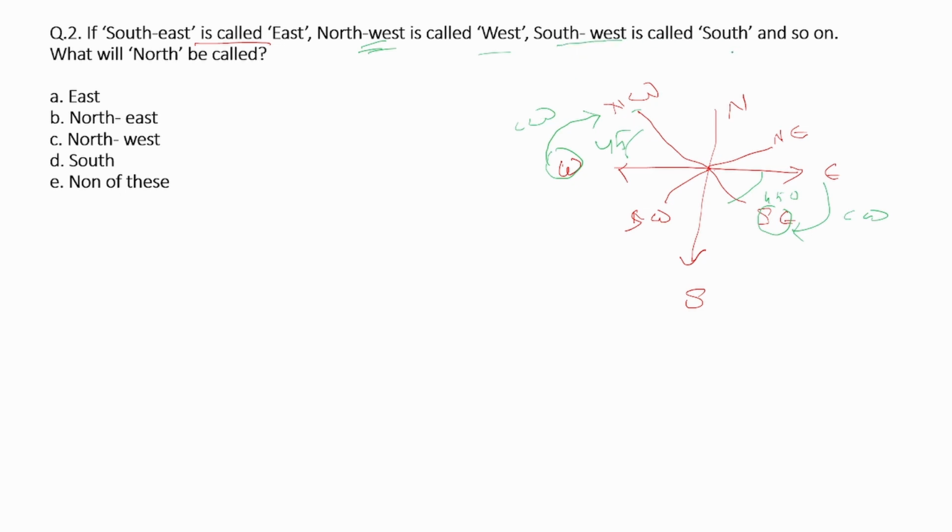Similarly, southwest is called south. Means south moved here clockwise 45 degree. From this, it is clear that the lines are moving 45 degree in a clockwise direction, and so on. What will north be called? It means northwest will move here. So north will be called northwest. So the answer is northwest. C.